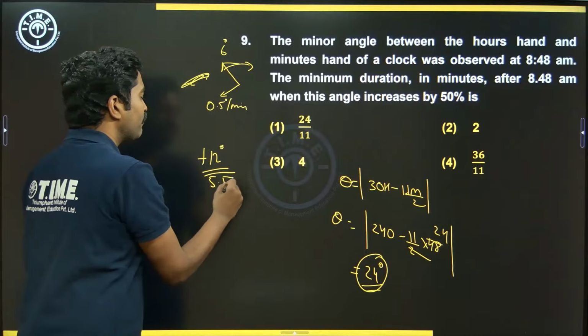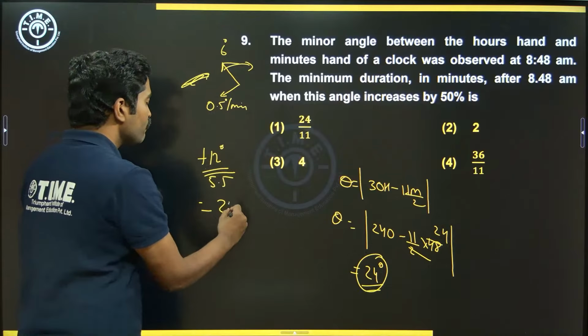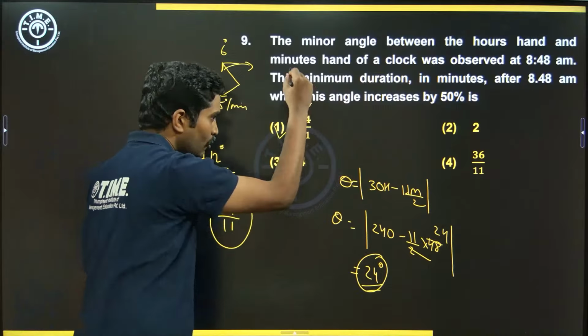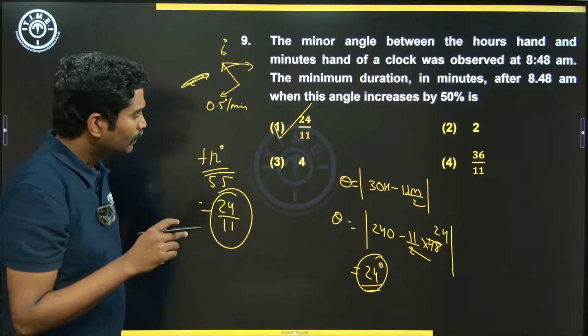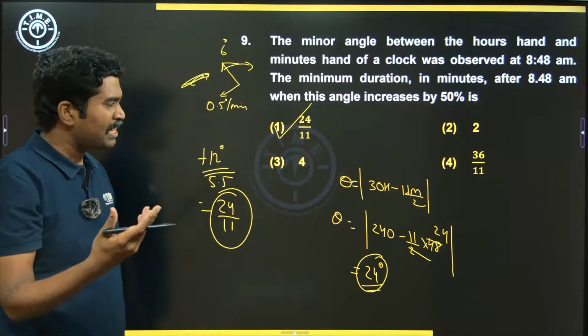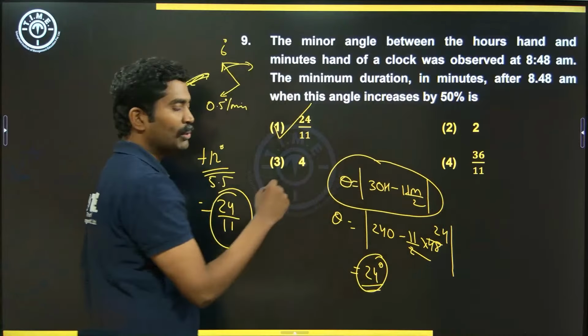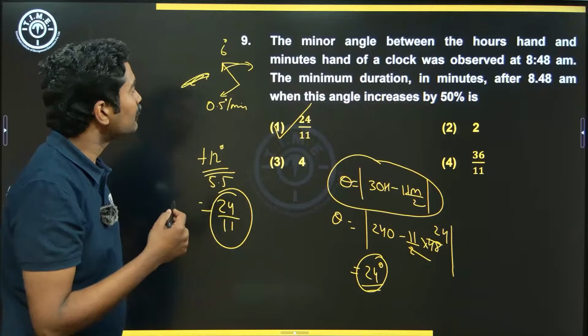12 by 5.5. How much is that? Into 2 into 2, 24 by 11. Do we have it, 24 by 11? Excellent. That would be option 1, right? Took a little while because I was also explaining, but otherwise in the exam, you can do this much faster. The key here is this formula. You know that formula, you can answer it, right?